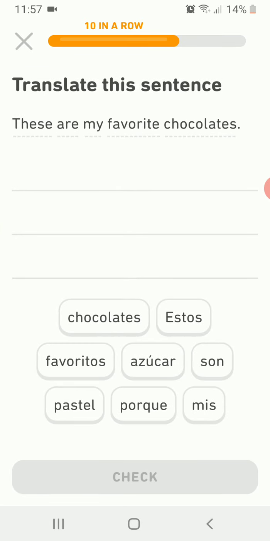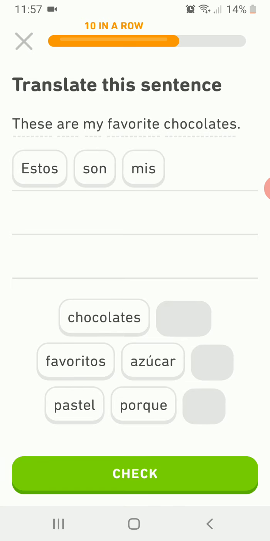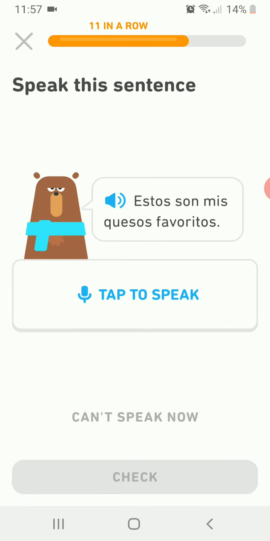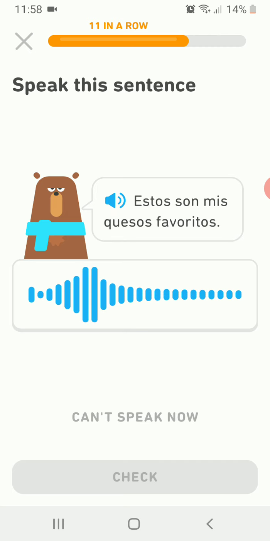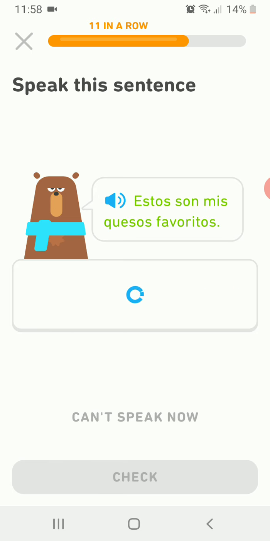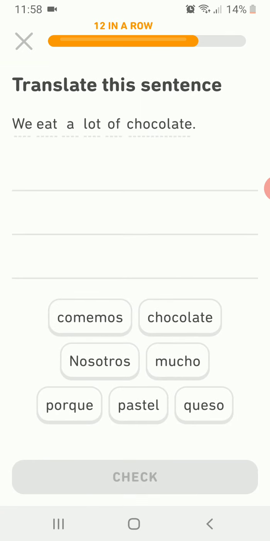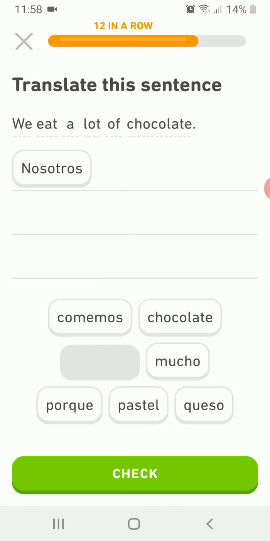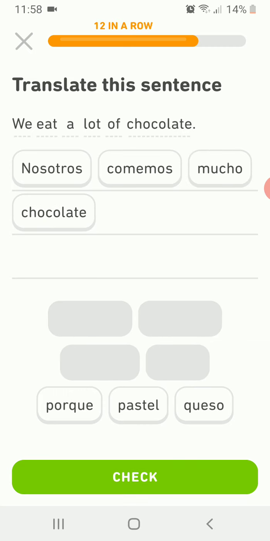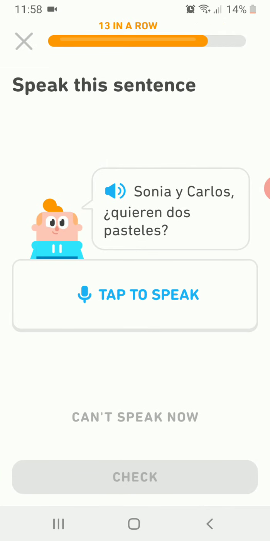And translate the sentence. These are my favorite chocolate. Estos son mis chocolates favoritos. Very easy. Estos son mis quesos favoritos. So here I have to read the sentence. So very easy. These are my favorite cheese. And translate the sentence. We eat a lot of chocolate. Nosotros comemos. What? A lot. Mucho chocolate. Yeah.